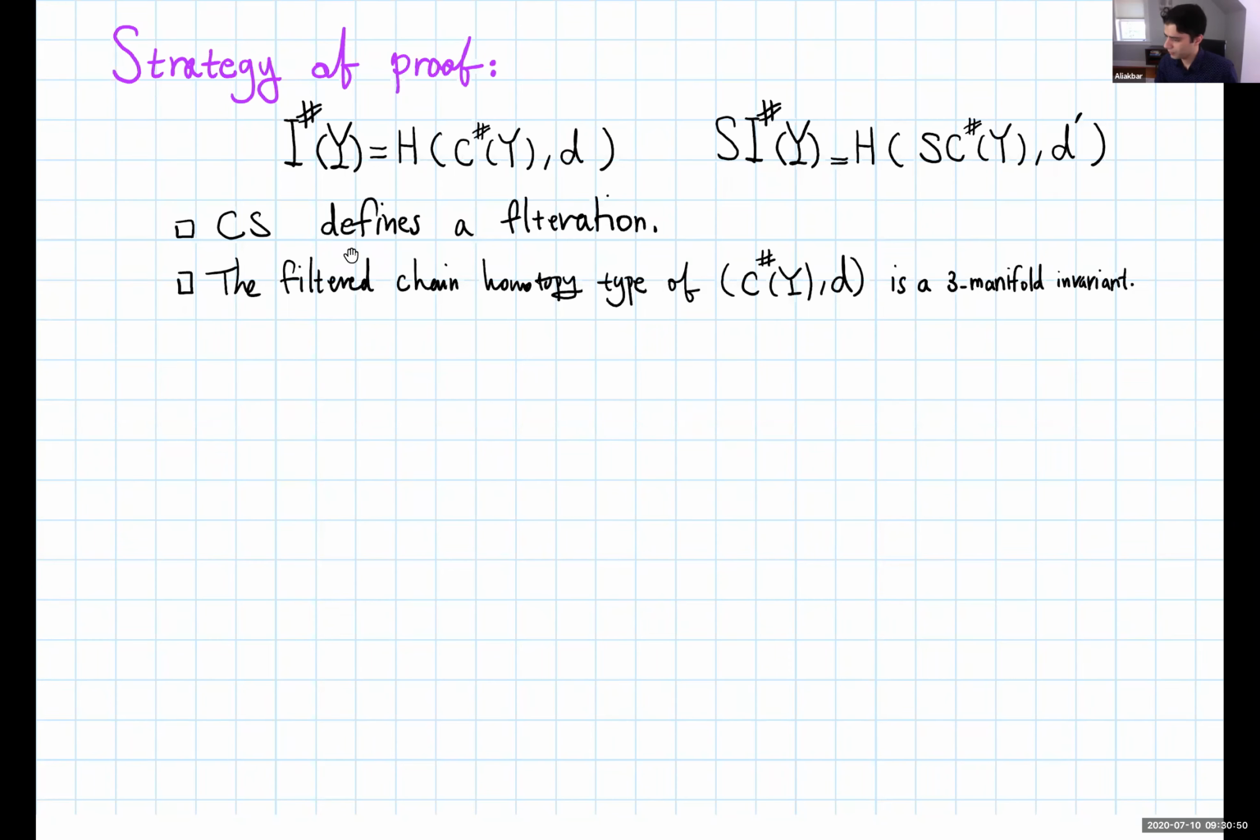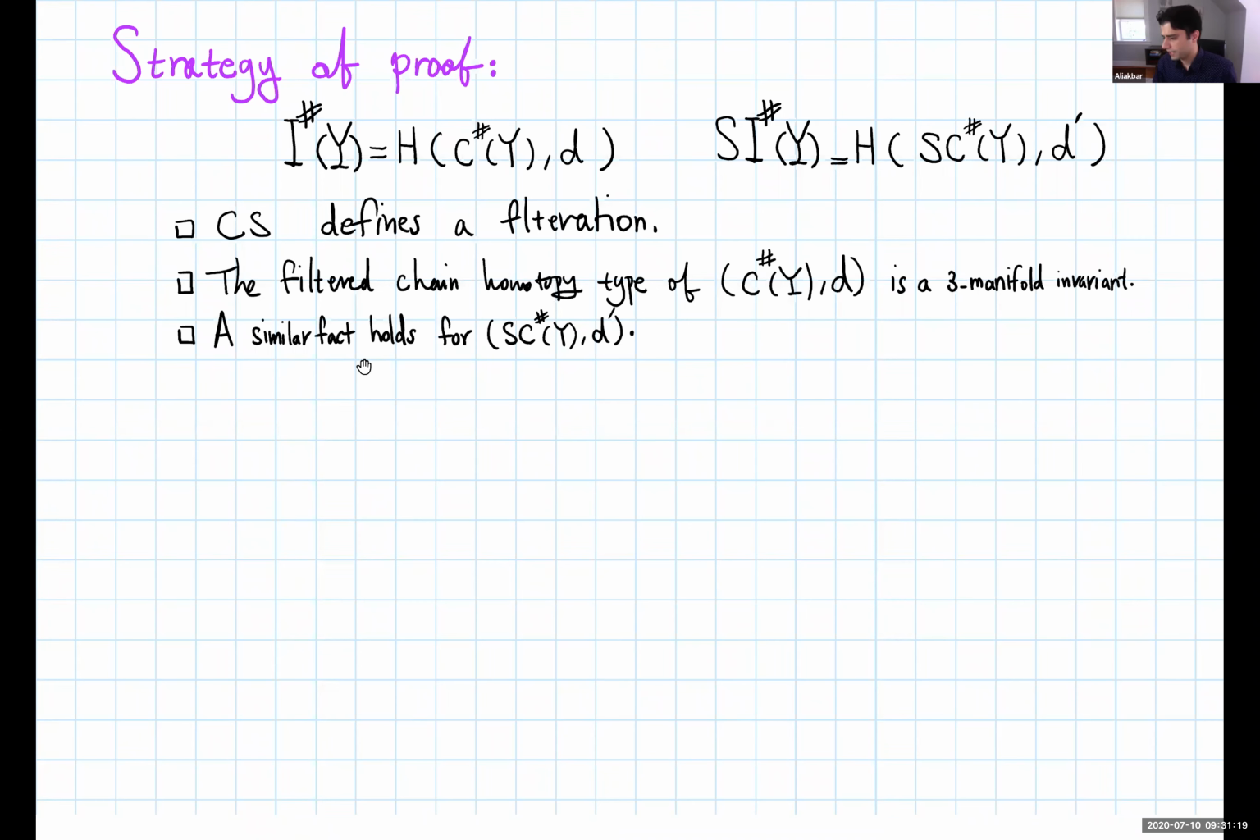So an important point here is that it's not quite a fact, but something which is almost correct is that the filtered chain homotopy type of this chain complex is also a three-manifold invariant. This is related to the fact that the Chern-Simons functional is a topological functional. It doesn't depend on the choice of a metric or any additional auxiliary structure on the three-manifold.